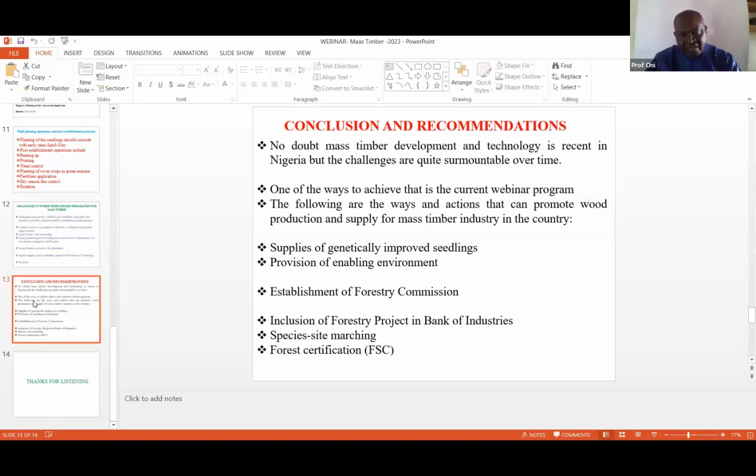Like I said, there is the issue of forest certification. For your species to meet the international standard, you have to get the plantation certified, particularly following the Forest Stewardship Council procedures. Once all these are incorporated at the time of plantation establishment, definitely you can meet the specification of people who are involved in mass timber usage, either the architects or the engineers or other builders. Thank you very much.